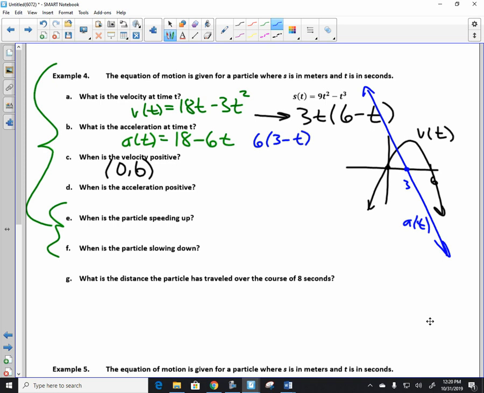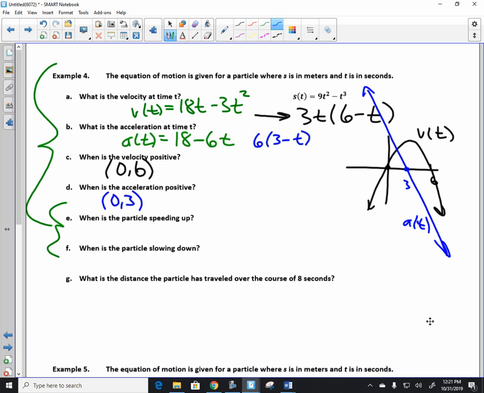Are you okay with that? Good. When is the acceleration positive then? 0 to 3.